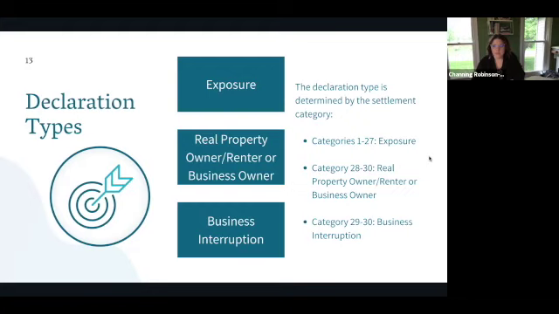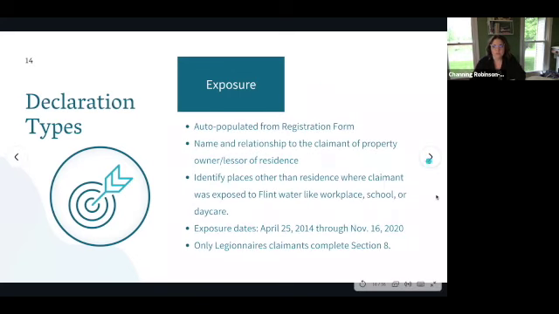If you selected categories 28 through 30, which relate to you owning or leasing property or being responsible for water bills, you're going to complete the real property owner / renter or business owner declaration. And if you owned a business and you selected that category on your claims form, you're going to also complete the business interruption form, attesting to the loss that you suffered as a result of being a business owner in relation to the water. Okay, so we're going to briefly go over these declarations.